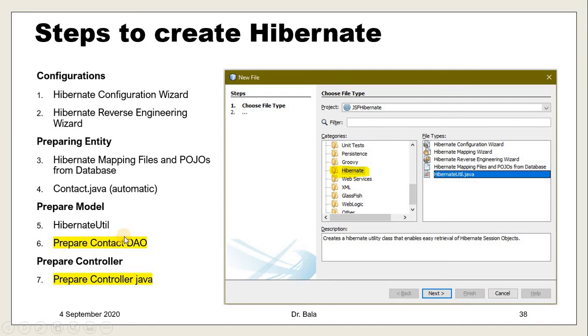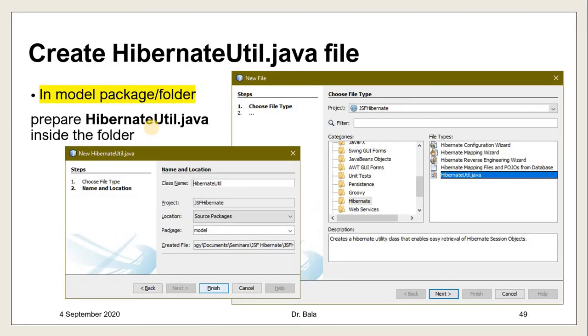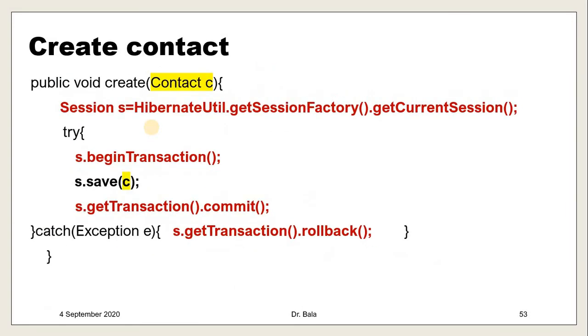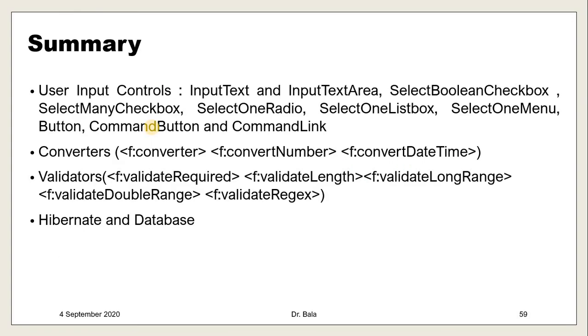Once the DAO is prepared, this DAO will be connected to the controller. Controller is nothing but a managed bean. In the managed bean, we call the DAO file. So these two only we are going to program. All others are configuration files. So I have almost come to the last part, all three topics are covered in this unit 2. Now we can go to the summary.